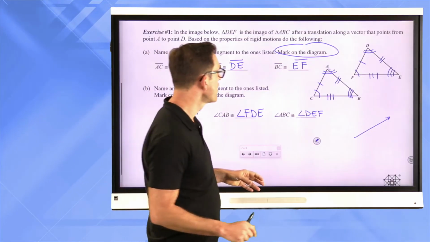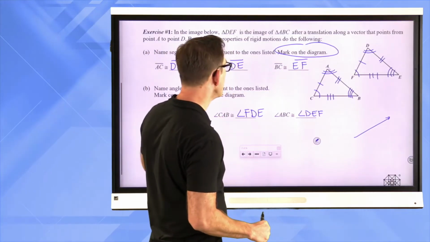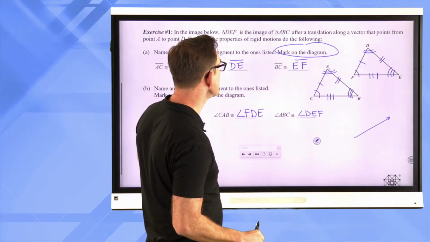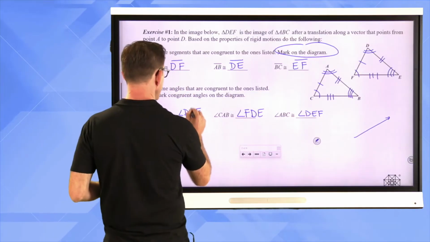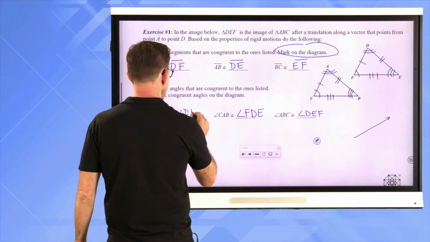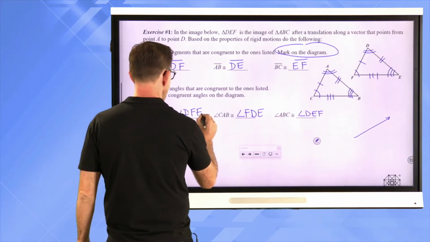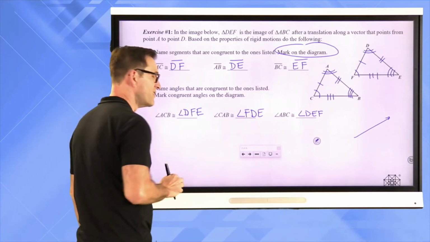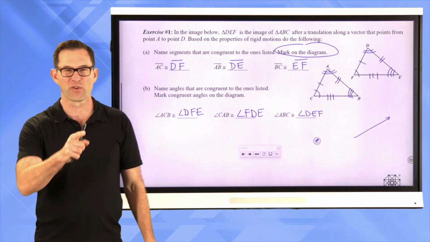Did I map one of these wrong? First one should be DFE. Oh, the first one, A, C, B, D, F, E. Absolutely. Thank you, Joey. Otherwise, the first and the last one are the same, which would be weird unless it was an isosceles triangle, which it's not. Okay, DFE, thank you for the correction.